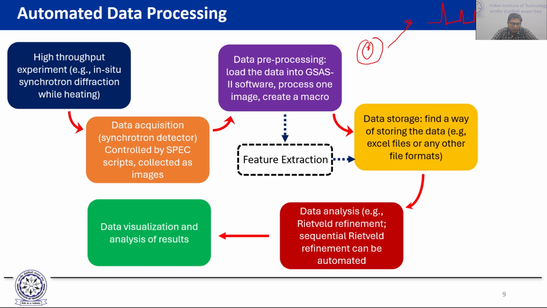And then as you do the feature extraction and feature calculation, that becomes the interim step when you go from data pre-processing to data storage. So this is by and large a fairly generic workflow for doing some form of automated data processing from high throughput experiments.